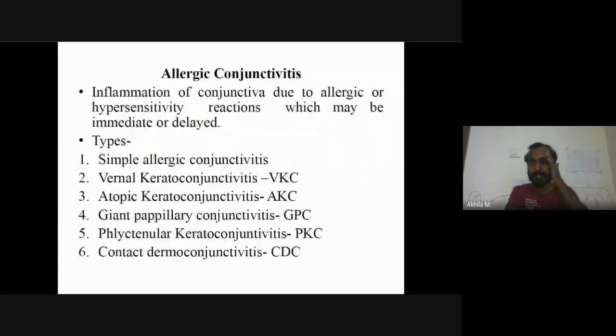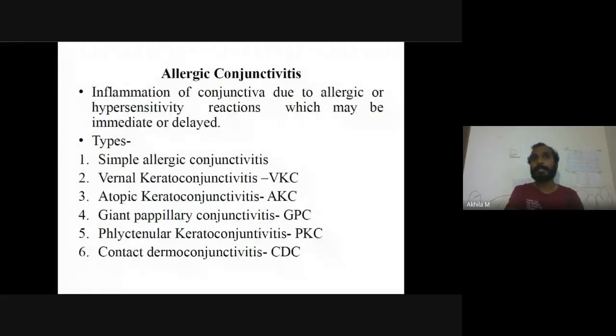Allergic conjunctivitis has so many varieties. In conjunctivitis there will be inflammation over the conjunctiva, whether palpebral or bulbar, due to an allergic reaction. Different types are there. Some are simple allergic reactions due to seasonal changes; vernal keratoconjunctivitis will be there. Due to allergic reaction, atopic keratoconjunctivitis will be there. Sometimes there is papillary formation, giant papillary conjunctivitis. Phlyctenular keratoconjunctivitis and contact dermatoconjunctivitis will also be there. These are some different types of allergic conjunctivitis.